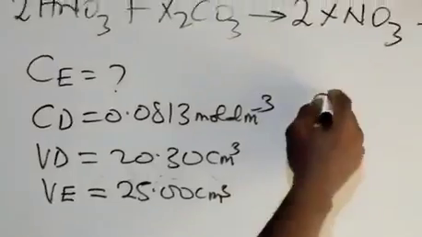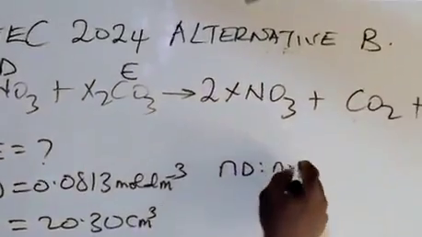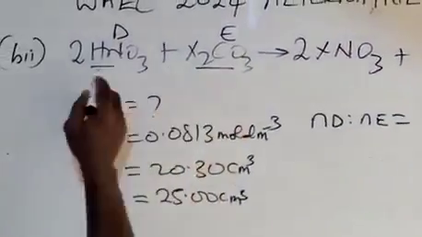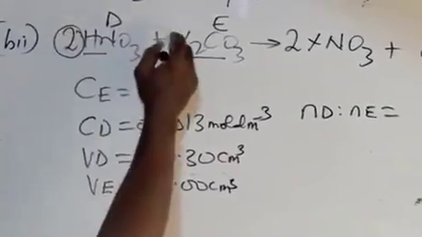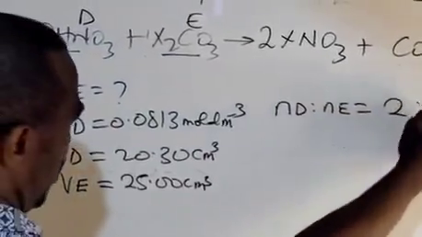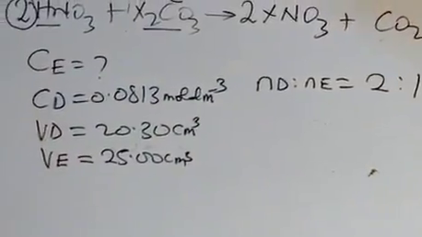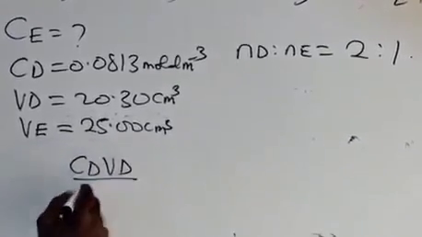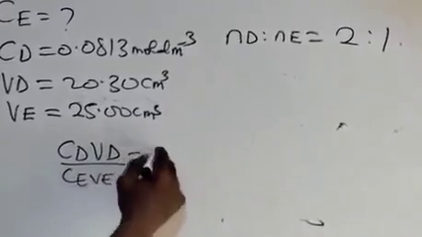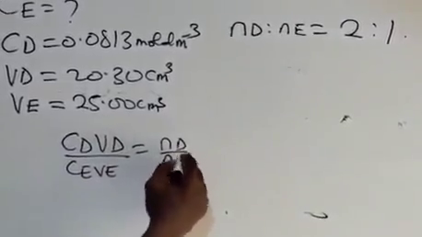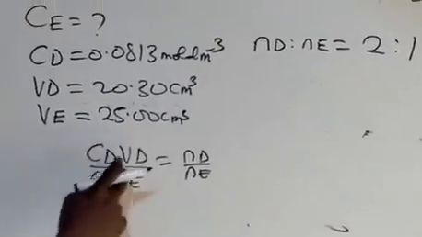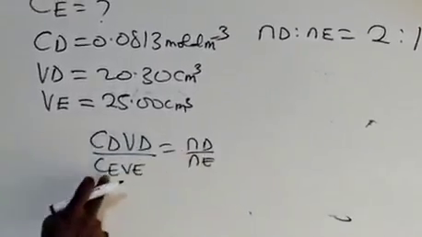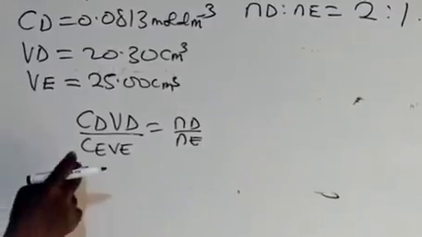Then the mole ratio of ND to NE. ND is the acid, NE is the base. Ratio is the number of moles in front, 2:1. So you have everything provided for you except CE. You apply the titration formula CdVd all over CeVe equal to ND over NE. Look like the one you use, CaVa over CbVb. The only difference is replace the A with D and then replace the B with E. Then make CE the subject.